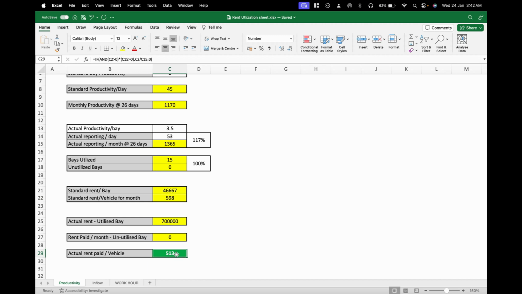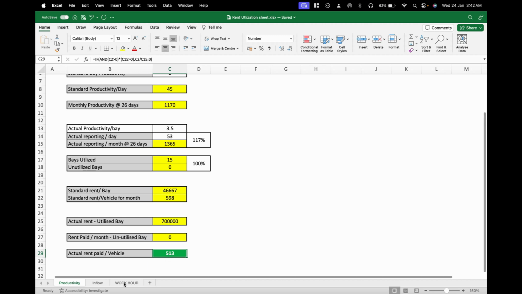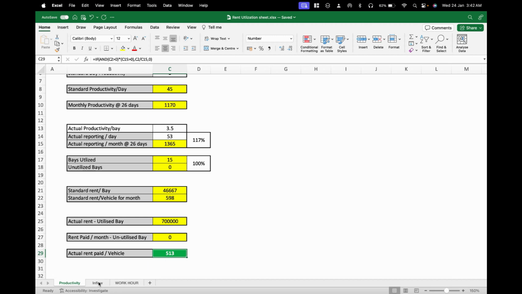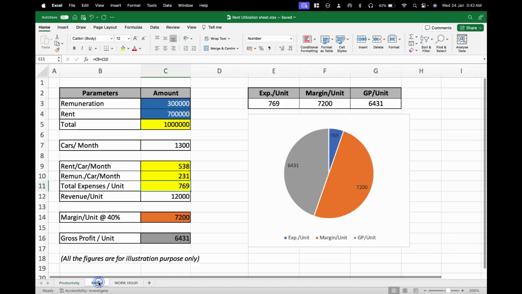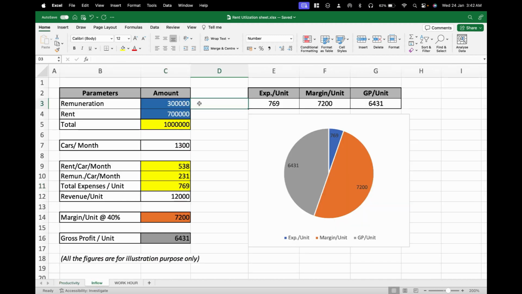So, understood how we can manage the fixed cost. If you increase it to 4, you can keep on saving money and managing the fixed cost. Now let us move to the next option, inflow of cars. Here we take 3 lakh rupees as remuneration and rent is 7 lakh rupees, so total expenses are coming to 10 lakh rupees.